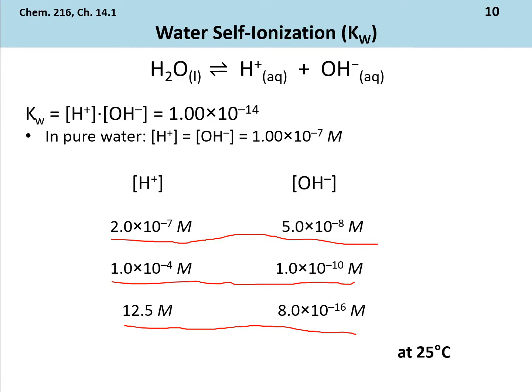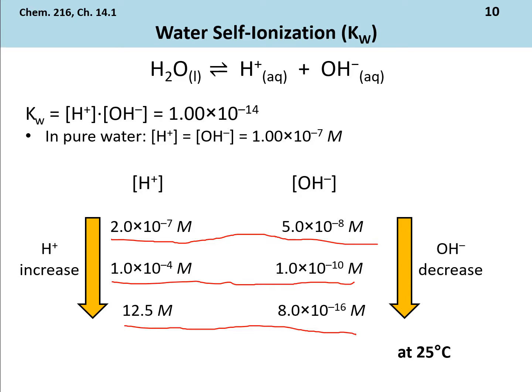Let's look at this. On the left-hand side, I'm increasing my H plus, going from a very small number to a bigger number to a fairly big number. What happens on the right-hand side? As my H plus increases, going down, my OH minus is getting smaller and smaller: 10 to the minus 8, 10 to the minus 10, 10 to the minus 16. So as H plus increases, my OH minus decreases.